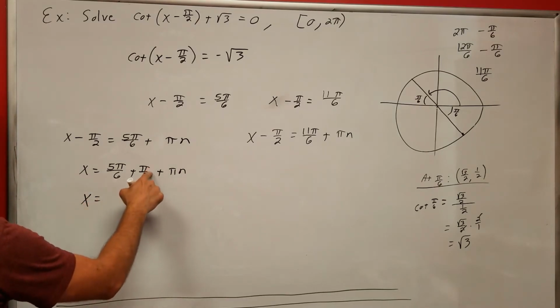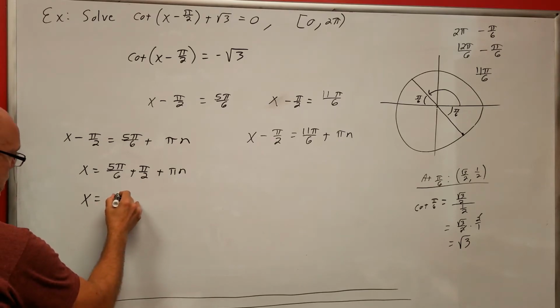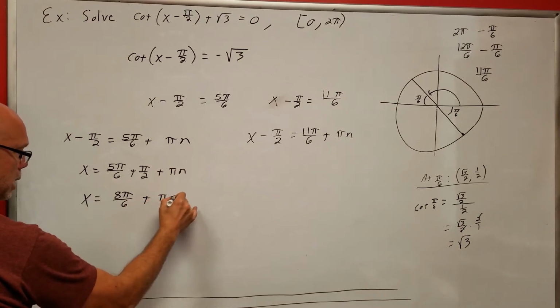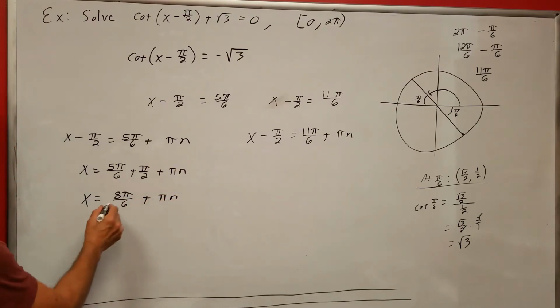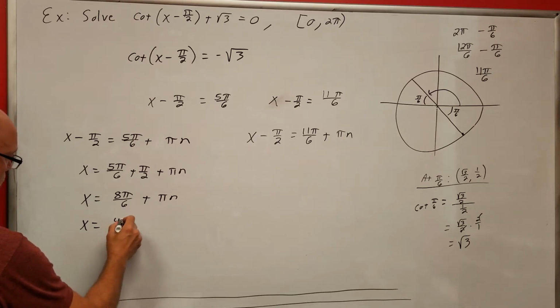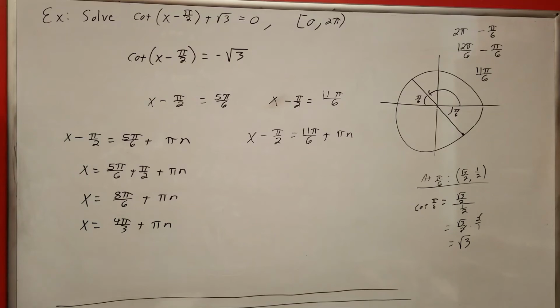And let's see, what is this? That's really 3 pi over 6 plus 5 pi over 6, which gives me 8 pi over 6 plus pi n. Well, I could simplify that. What's 8 over 6? You can divide them both by 2, right? So that gives you 4 pi over 3 plus pi n.